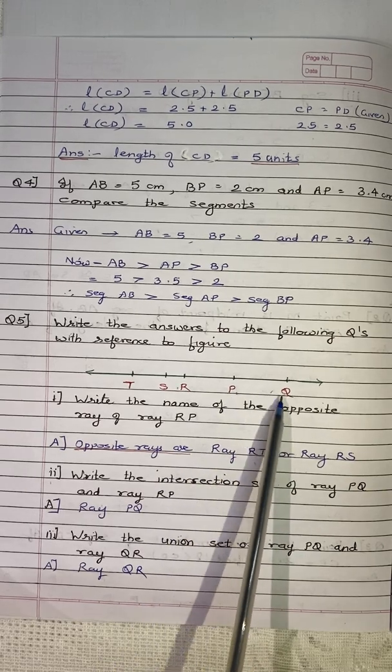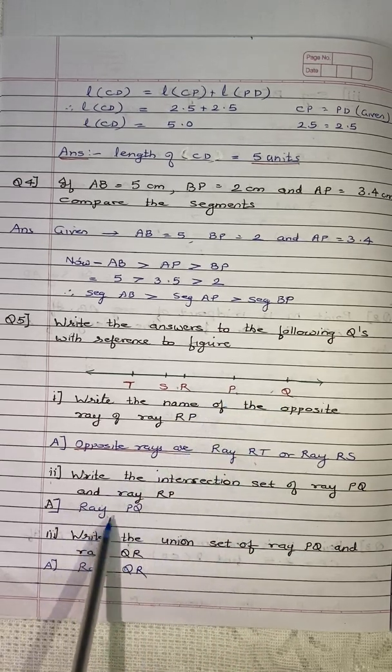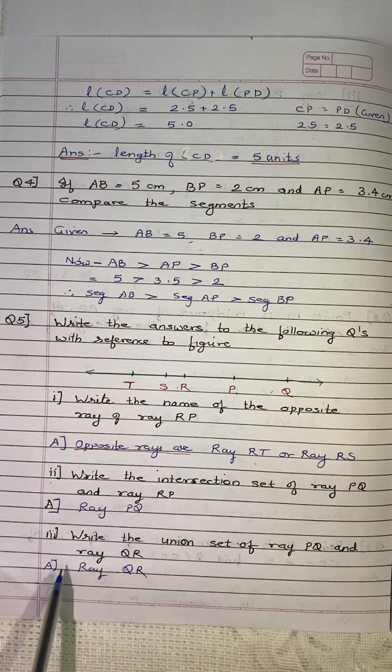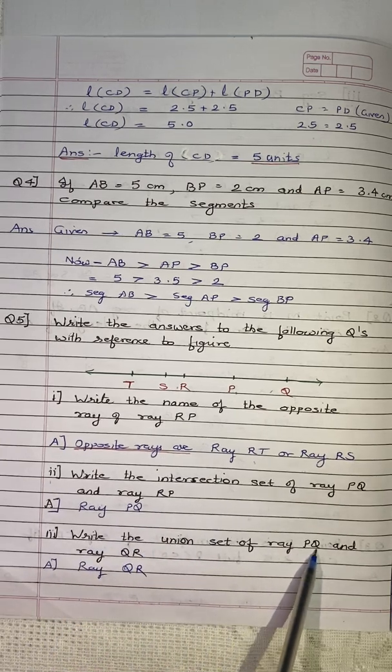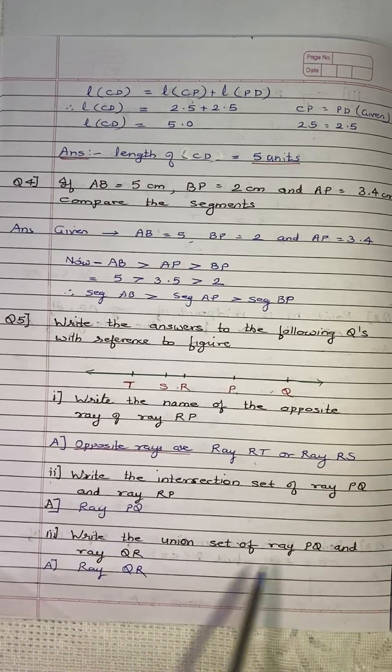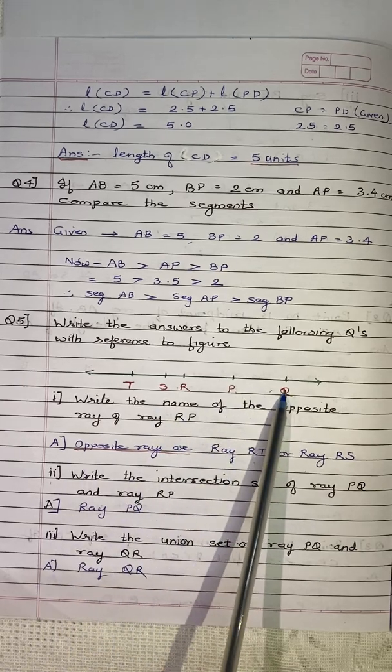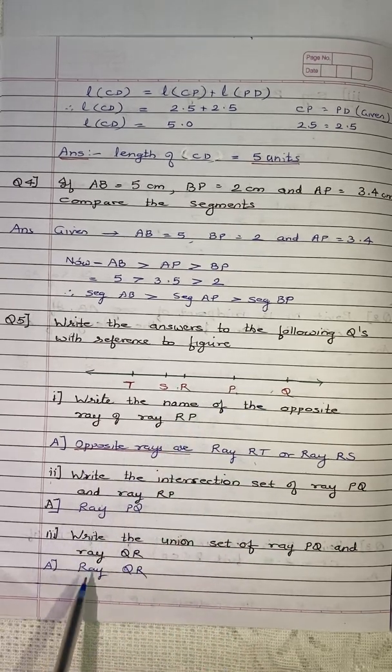Sub question 2. Write the intersection set of ray PQ and ray RP. Ray PQ and ray RP intersection set will be PQ. Then write the union set of ray PQ and ray QR. So ray QR.